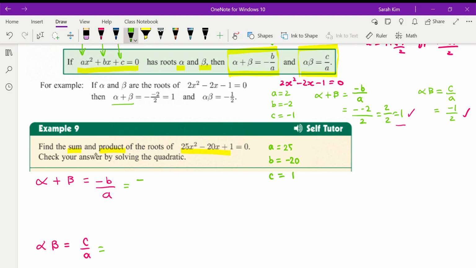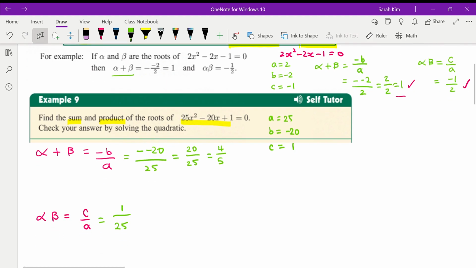So I've got minus b, so I've got minus minus 20, and a is 25. If I write that nicely, 20 over 25. Now remember, whenever I have fractions at that Year 11 level, we should simplify it down. So that should turn into 4 over 5 if I divide both by 5. C over a is 1 divided by 25. I can't simplify that any further. So that's what I get.